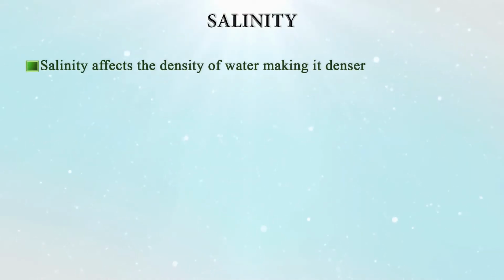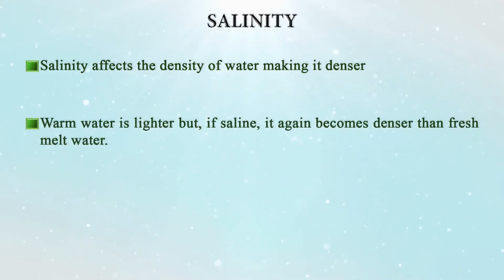Now, how does salinity affect the movement of ocean currents? You see, salinity affects the density of ocean water, making it denser. If the water is cooler, then it becomes all the more dense if it is more saline. Even though warm water is lighter, if it is saline, it will become denser than the fresh melt water.